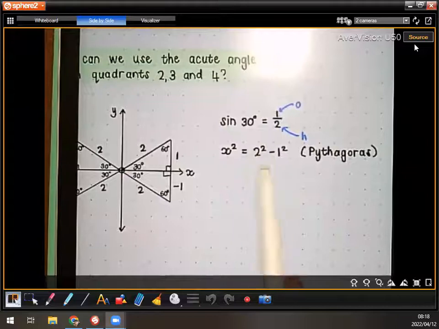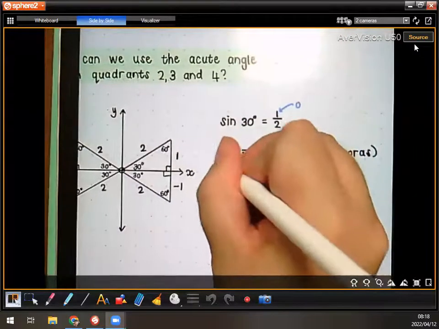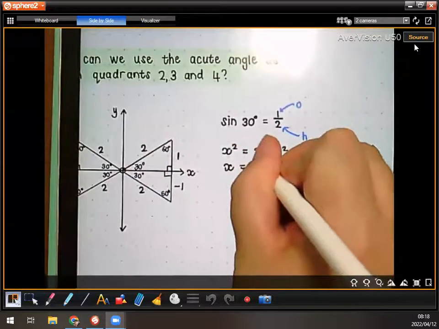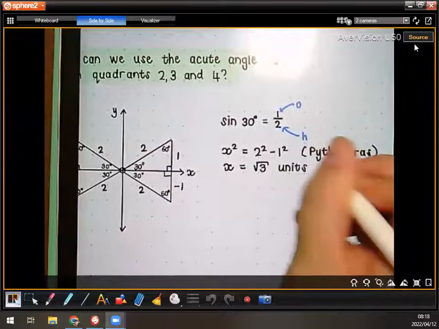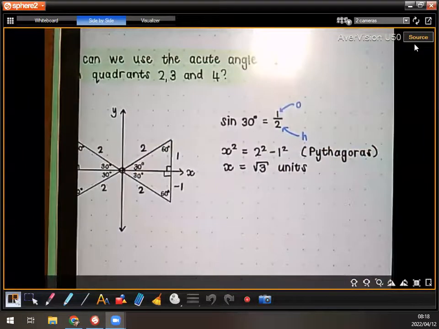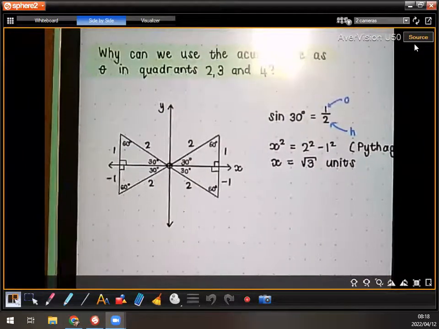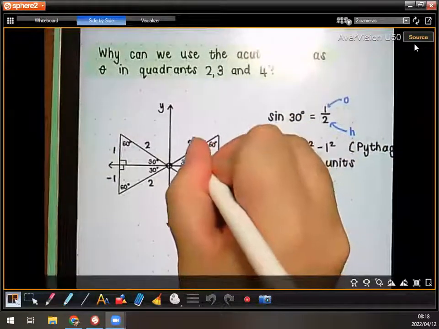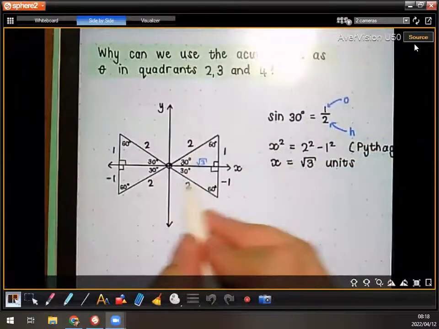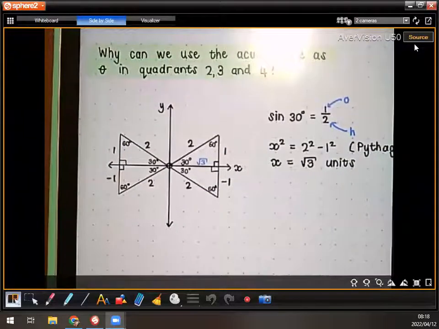Right, so that is 4 minus 1, which is 3, right? So x squared is 3. So x is going to be √3 units. I'm going to fill that in blue because that is the one that we calculated. So this is root 3, that length, in both triangles, the same length there, root 3.